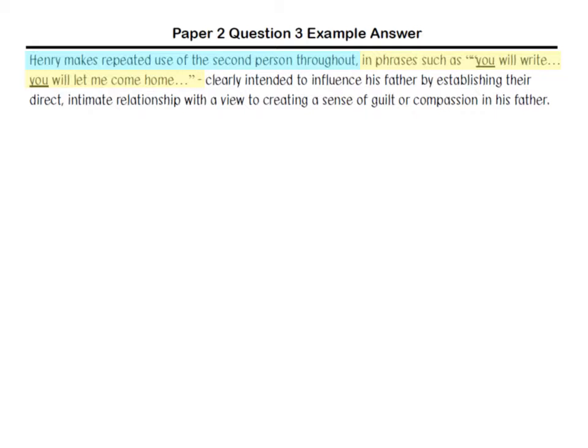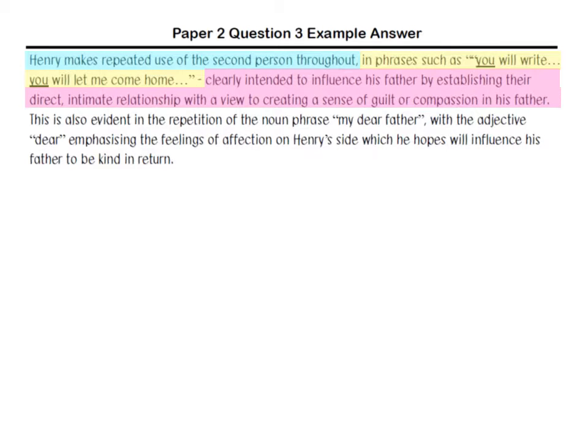So what's left to do? What's left to do is to say what the influence, the likely or intended influence of that language choice is. So this is clearly intended to influence his father by establishing their direct, intimate relationship with a view to creating a sense of guilt or compassion in his father. So now we'll make another point. This is also evident in the repetition of the noun phrase, my dear father.